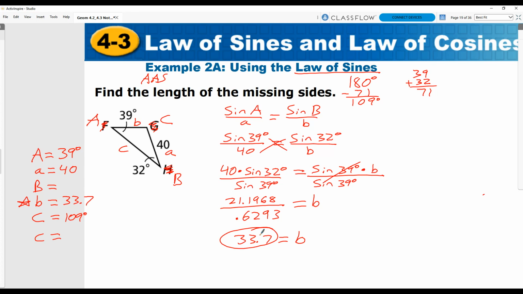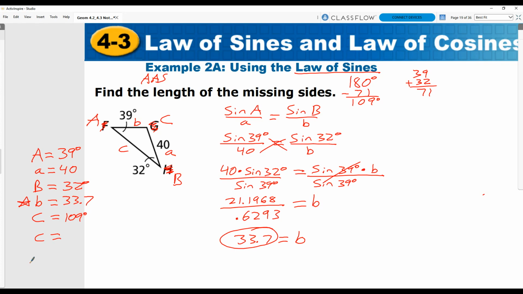Now I kind of put it over here already. I paused the video for a second, so I put that over here. So that's what we got for b. So we got one length solved for. We found out what b is. Now what we're going to do is repeat that same process, and we're going to figure out what c is going to be, because that's the last side that we need.